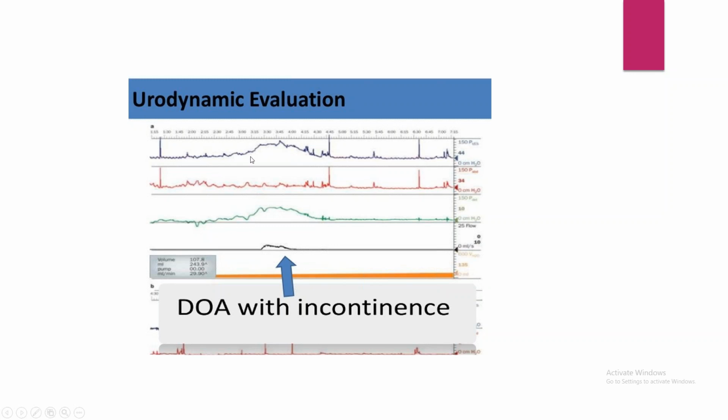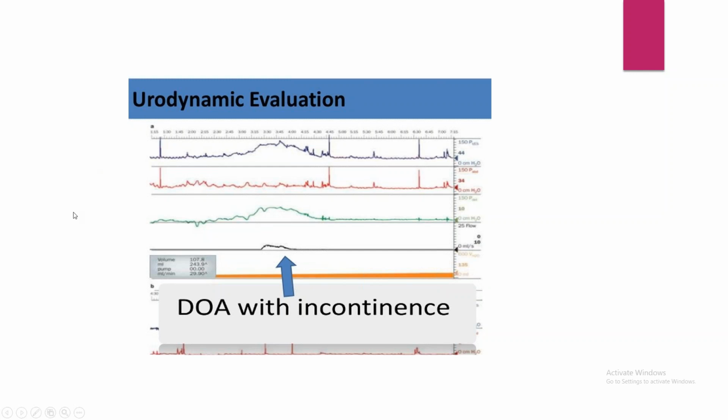Now, can you see when there is increase in the vesical pressure, there is increase in the detrusor pressure also, and some leak is observed. This black flow you can see, so there is some leak. So it is a detrusor overactivity with incontinence. The diagnosis here is detrusor overactivity with incontinence. If this leak is not there, it will be only detrusor overactivity. Is this graph clear?